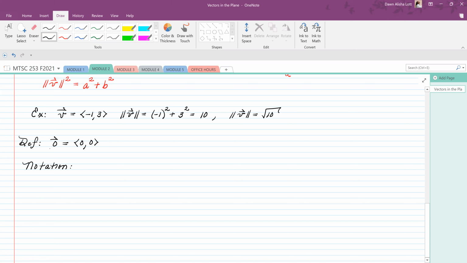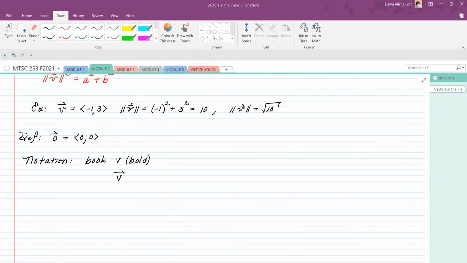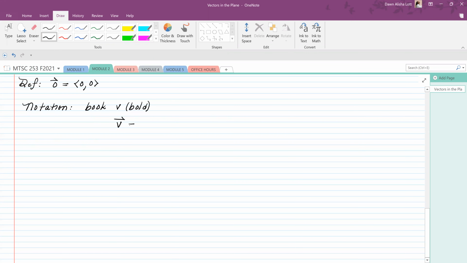All right, so in the book, V might be bold, or you'll see V with a vector symbol over top of it. That might be V, and that might be the vector AB. Another way they define it is sometimes in terms of these vectors I and J. So this might be AI plus BJ.